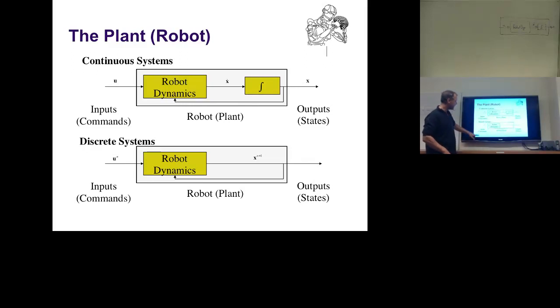Now let's look at the discrete system. This here was the continuous system. The discrete system is a similar box as before, but now we get a command u, with superscript n, at time step n. And this is given to the robot dynamics.